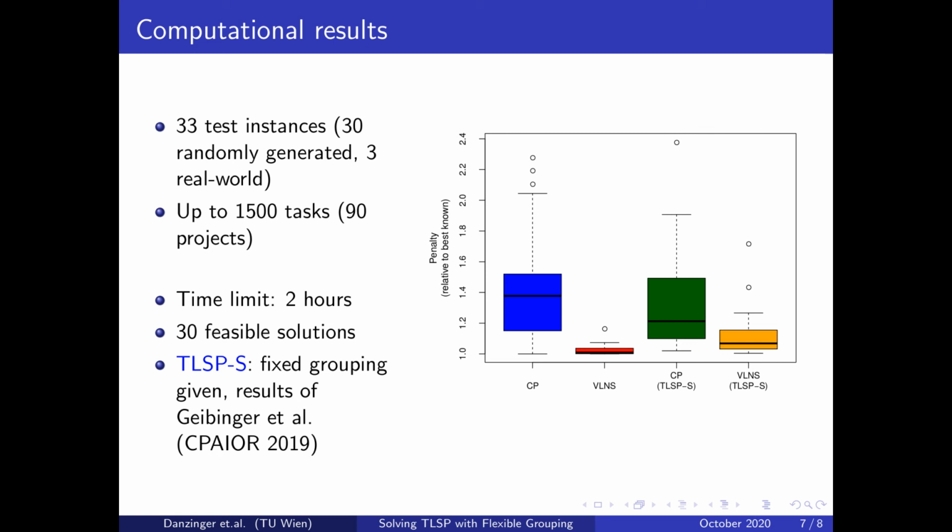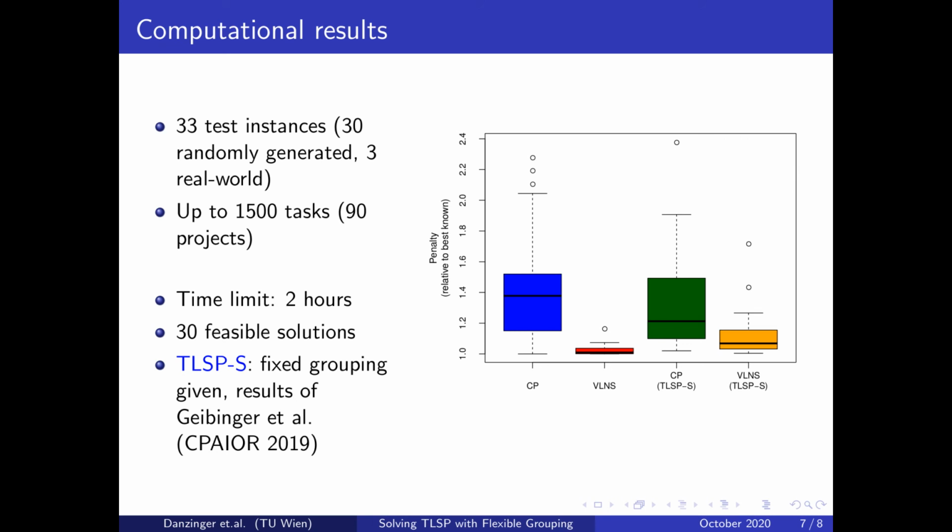We also compare our results to a restricted variant of the problem called TLSPS, which we dealt with in earlier work. In TLSPS, a feasible grouping is already given as part of the input, and it cannot be modified by the solver. On the one hand, this provides the solver with additional information, and the fact that we know the grouping means that we can pre-compute job properties, which leads to a simpler model. On the other hand, the given grouping is not necessarily optimal, and a different grouping might actually yield better results.